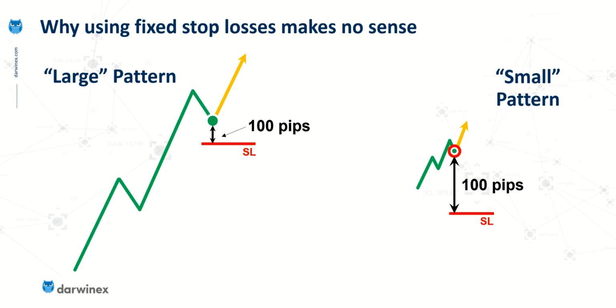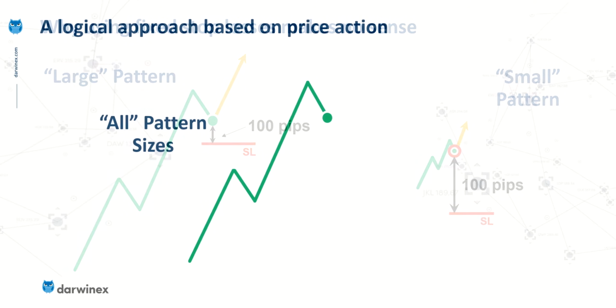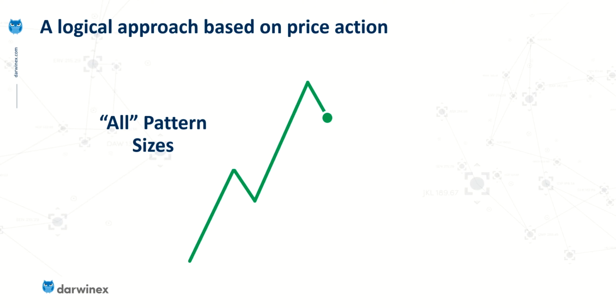So how then do we set our stop loss based on price action? Well, first of all, we want to devise a rule that applies to all sizes of patterns, both big, small and medium. So in terms of the entry, this is identical to the previous two scenarios. And let's just as an example say that we're entering on a 35% retracement. And of course we're hoping that our long position goes into profit from this point.